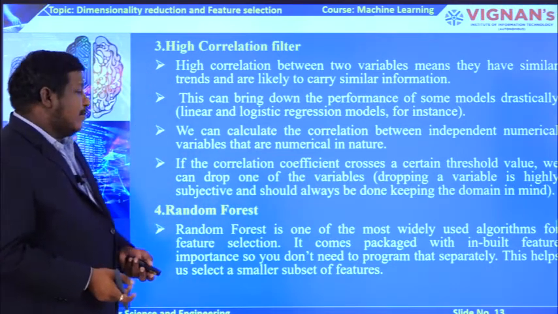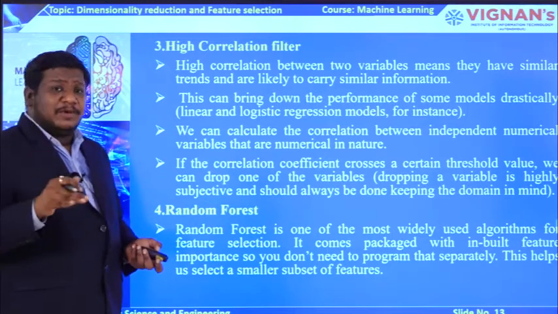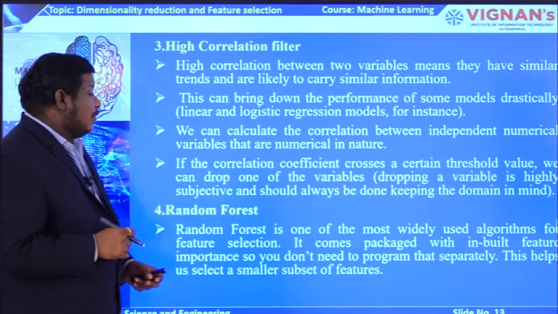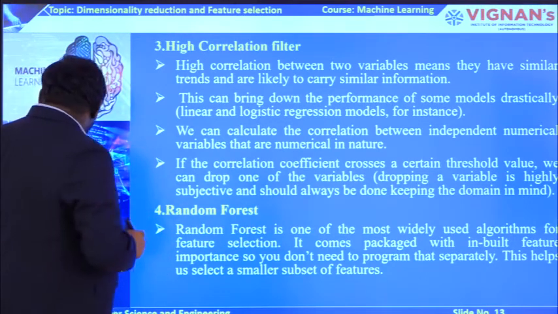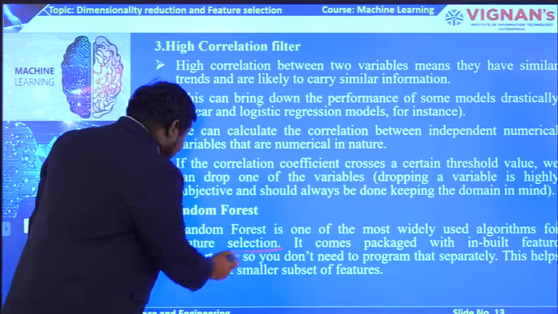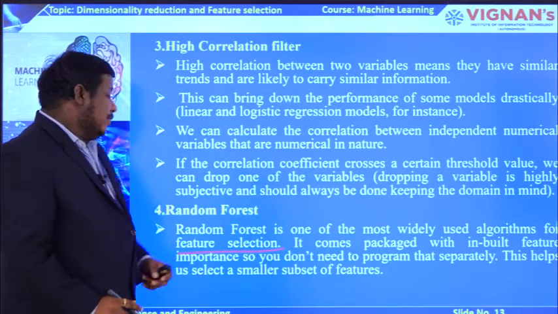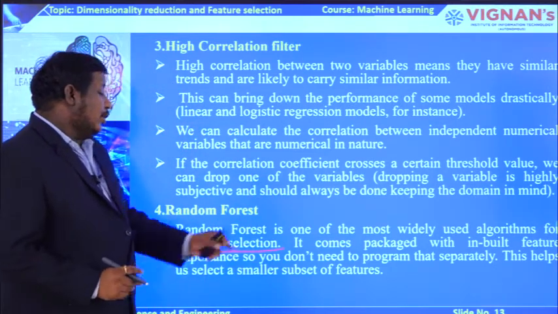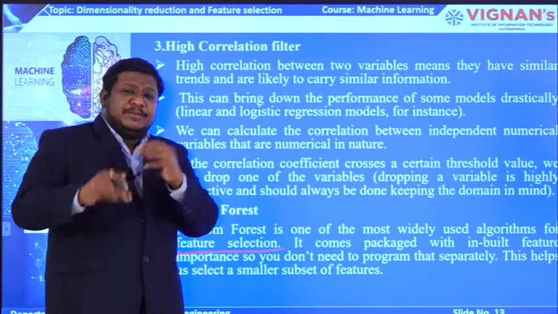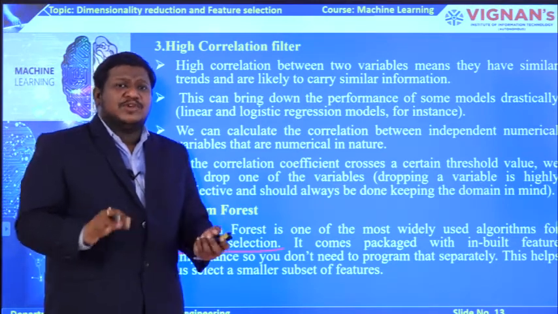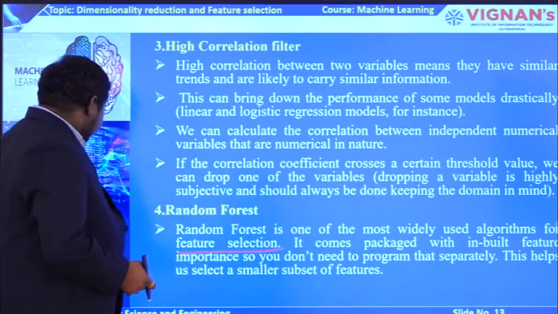Next one, of course, random forest. This is another example we will use. Random forest is one of the most widely used algorithms for feature selection. This is one of the best algorithms we will use for feature selection. It comes packaged with inbuilt feature importance, so you do not need to program that separately. The feature selection mechanism is inbuilt in the random forest algorithm, so you do not need to implement it in a special way.